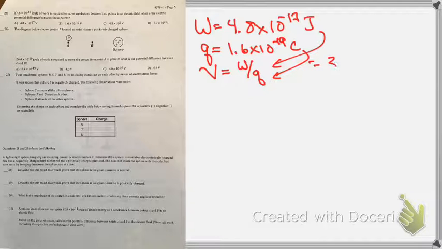You do the math and you get 3 times 10 to the second volts, which, a volt is a joule per coulomb. That divided by that. So the answer is D. Pretty easy if you just read it and pull out what the information is.